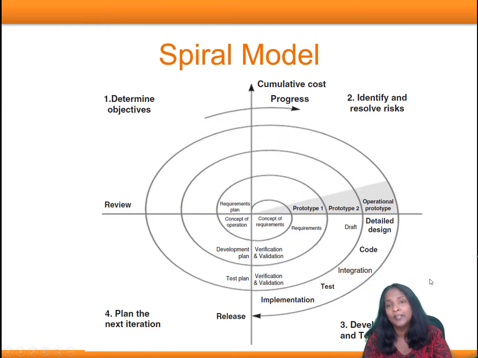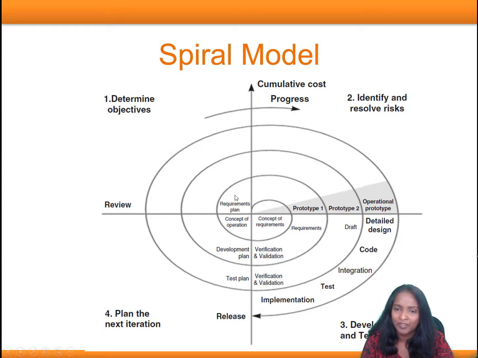So this model, your spiral model, is actually used more in software development. Again, multimedia development can be considered like software development, right? So some of this terminology comes from software development. You see the four main steps are: determine objectives, identify and resolve risk, development and test, and plan the next iteration. So if you see, it goes in a spiral, right?